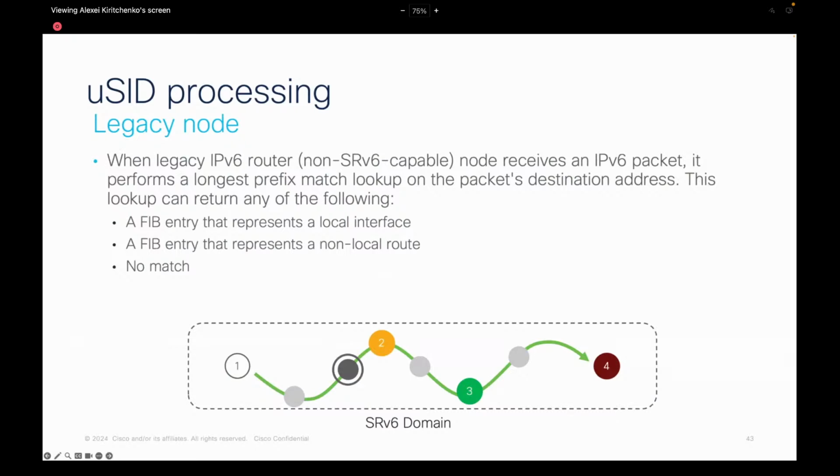A legacy node is the one which understands IPv6 but doesn't understand SRv6. The forwarding is based on the IPv6 header and IPv6 forwarding rules. So when a legacy router, which is not SRv6 capable, receives an IPv6 packet, it performs the longest prefix match lookup on this packet's destination address.